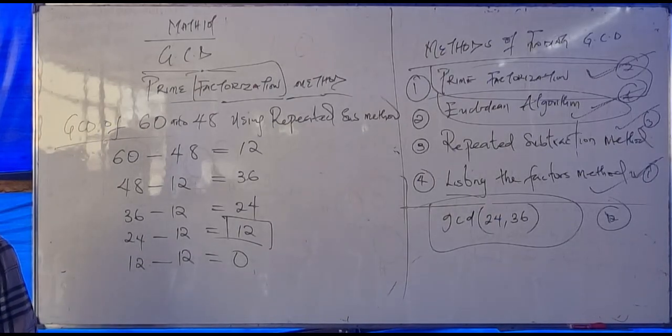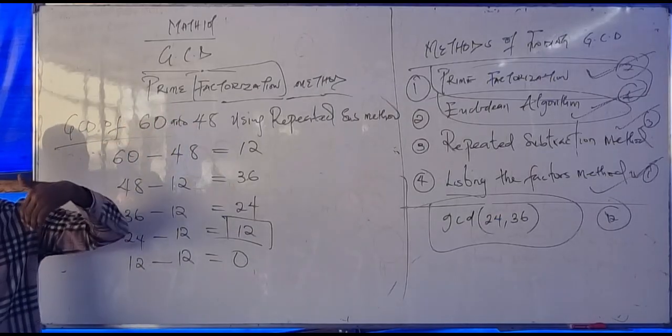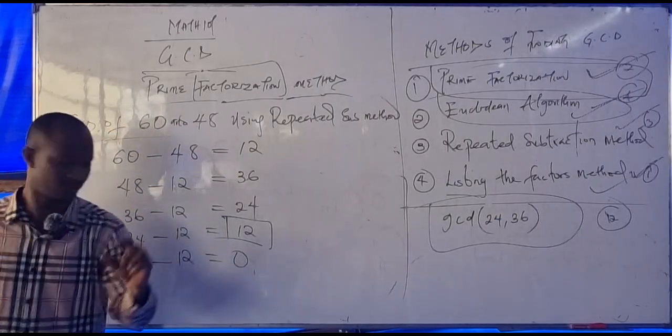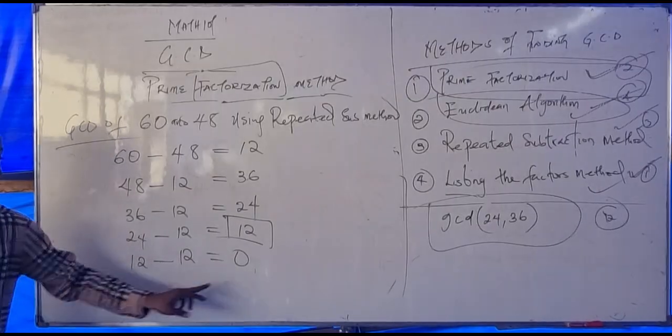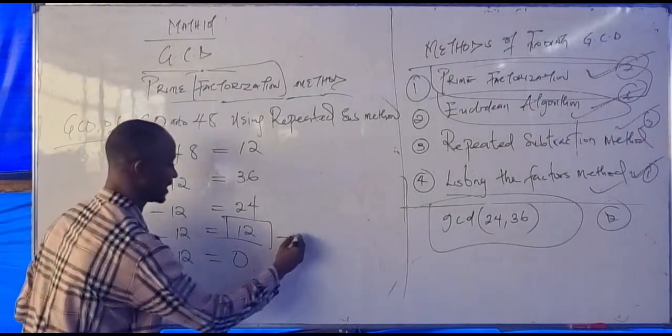Is that clear? Subtract the smaller from the bigger until the two become equal. And that gives us 0. The number that comes before that 0 becomes your GCD. I will still explain again.